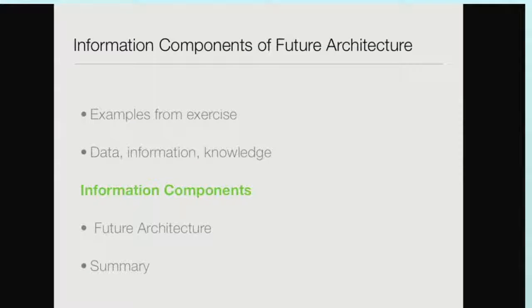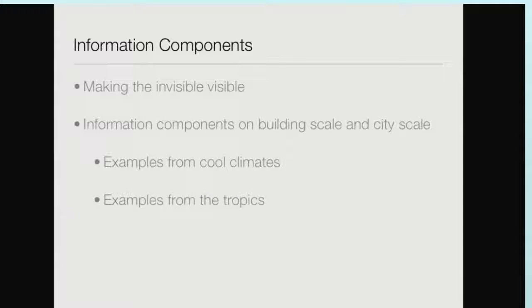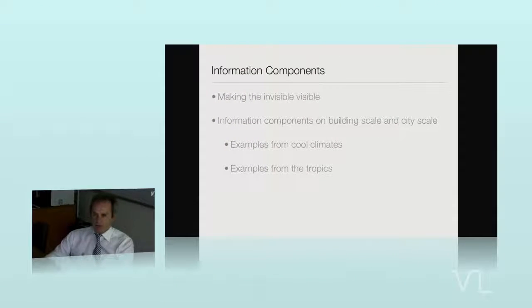Now let's look at a few examples. I tried to make some very simple examples. I don't know if it's understandable. I will try anyway. The information components, you can look at them in two ways. You can make the invisible visible, and you can do that by yourself. You don't need computers for that. You just need to reason and look behind and use your knowledge in order to see things that you normally don't see, or people that do not study architecture don't see. You can make whole stories out of what you see. And then the second one is information components on building scale and city scale. So on building scale, I will show you a few examples from cool climates and then from the tropics.